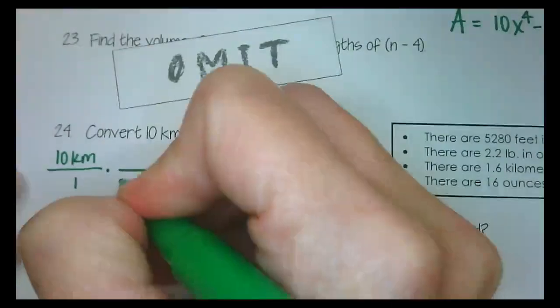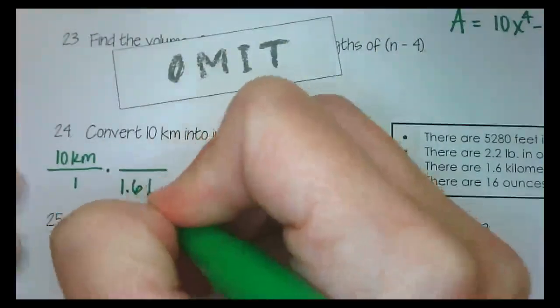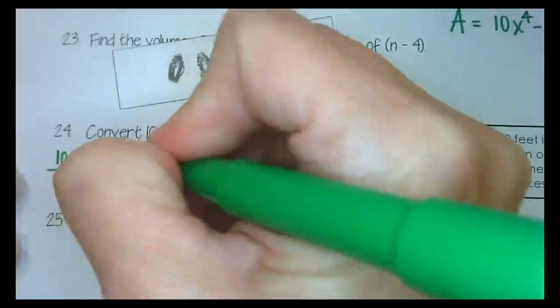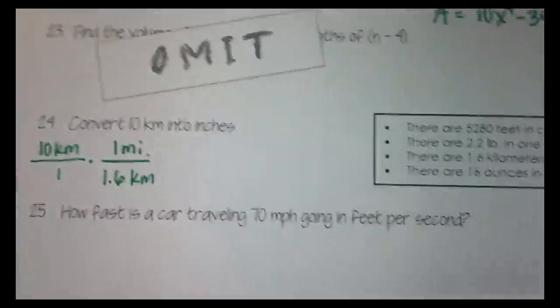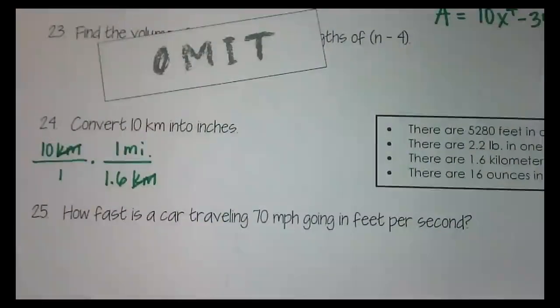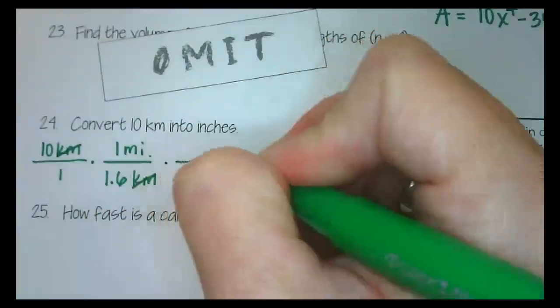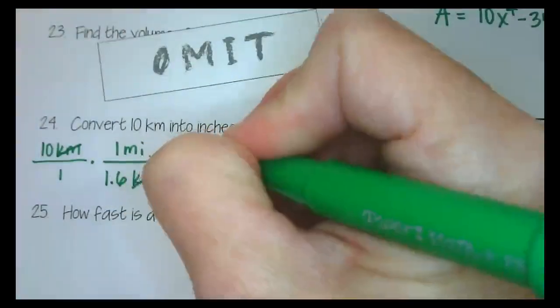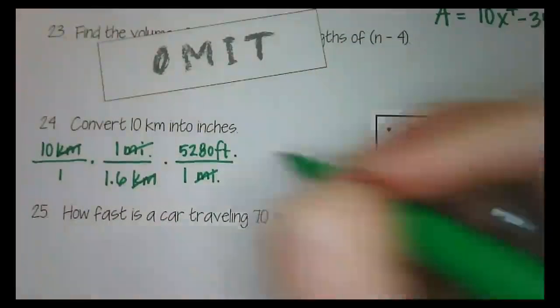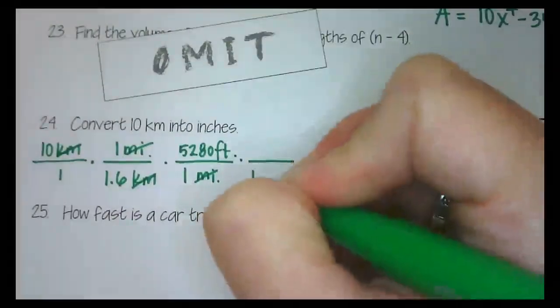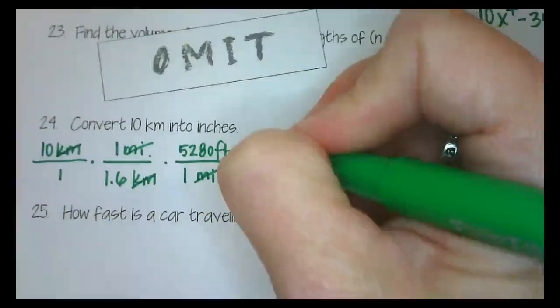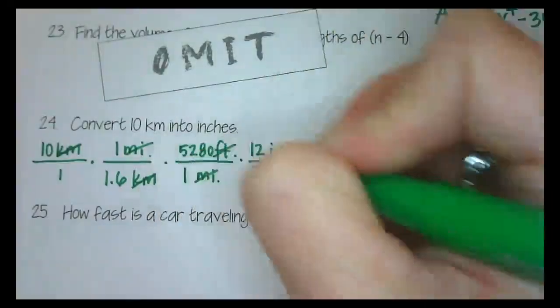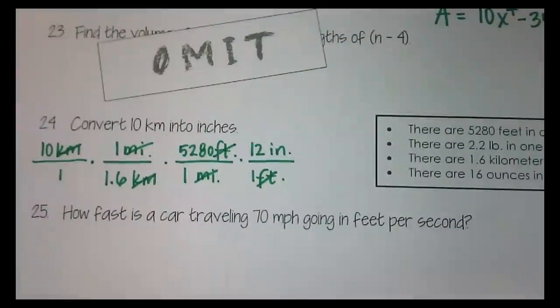So I know that 1.6 kilometers is 1 mile. I know that looking at this chart over here. So those are gone. All right, I'm trying to get into inches, so I know I can get rid of a mile because 1 mile is 5,280 feet. So now I can cancel that out. And then I know that 1 foot has 12 inches, so I can cancel the feet. So now I'm ready to go.